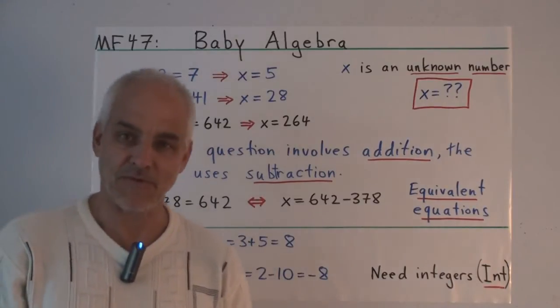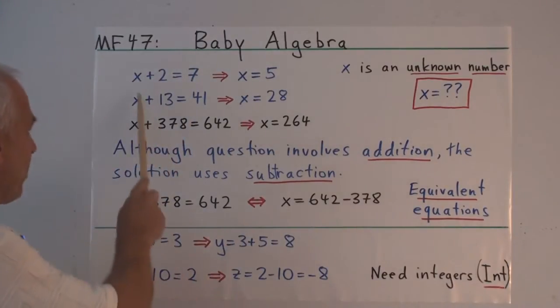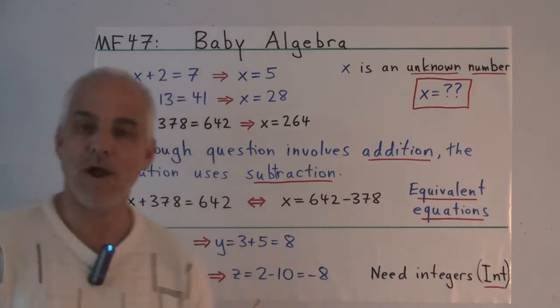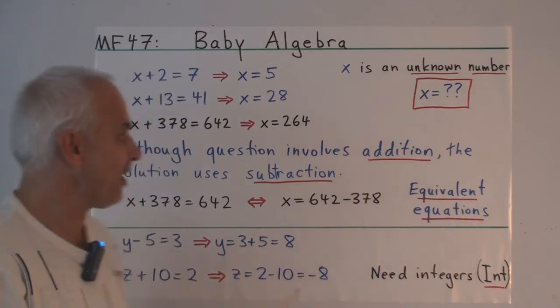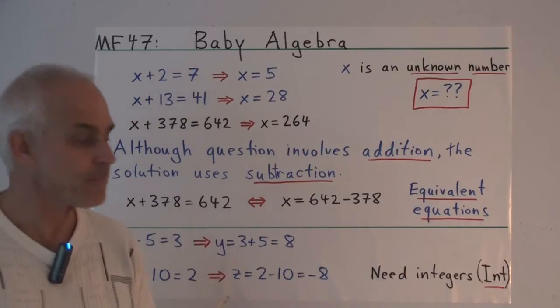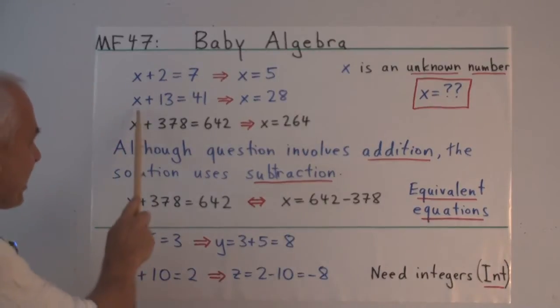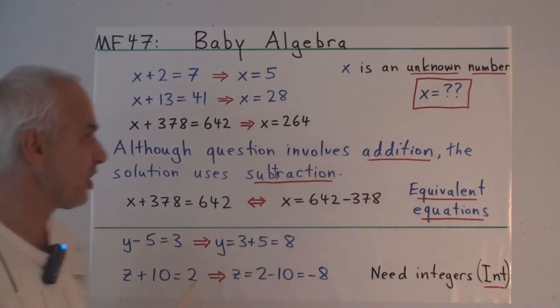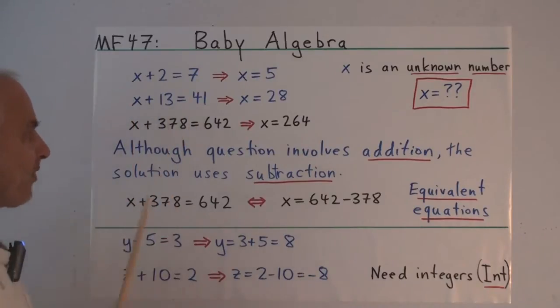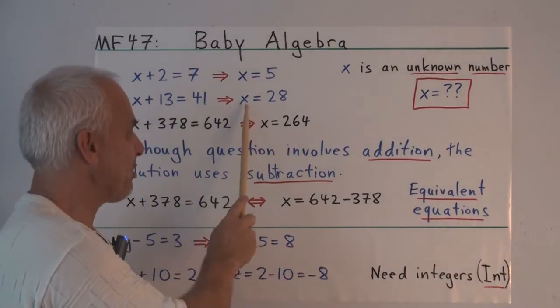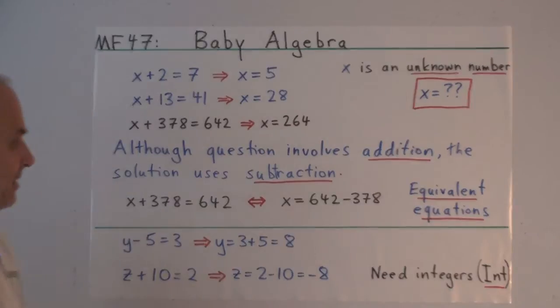So it's a game. If you have a 10-year-old daughter, like I do, you can ask her, well, if X plus 2 equals 7, what is X? And she'll think for a little while and figure out that X equals 5. If I give her a slightly harder one like this, it might be a little bit more challenging. X plus 13 equals 41. But eventually she might figure out that X equals 28.